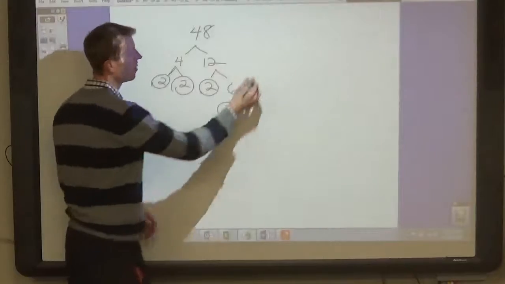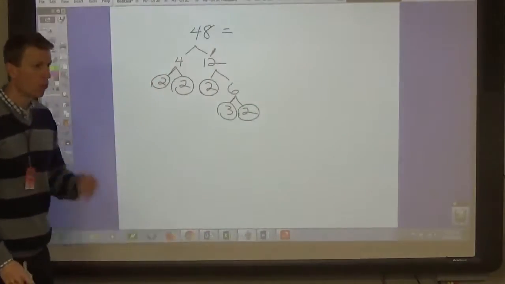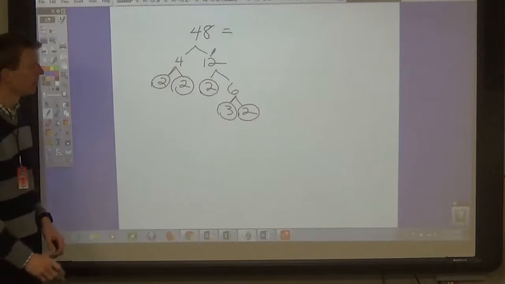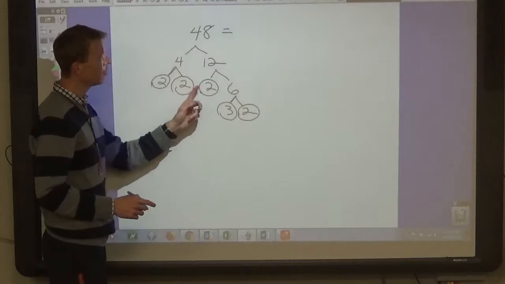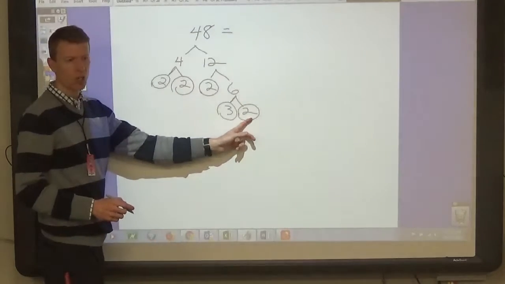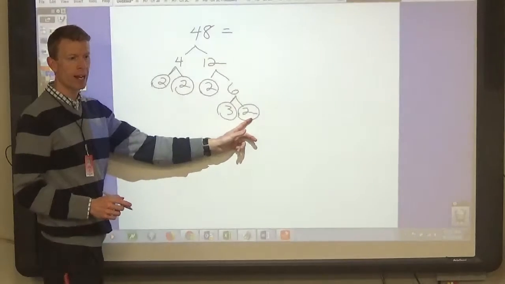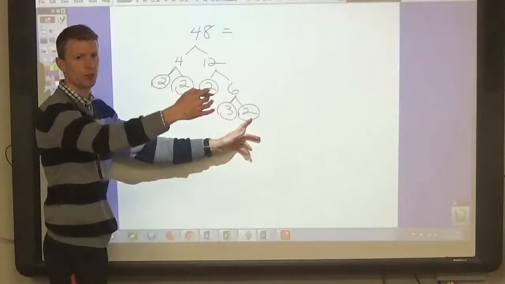Now we have to write the formula. 48 is equal to what as a prime factorization? Well, we have all of these 2's. 2 times 2 times 2 times 2, right? So how can we write that in a shorter way than writing 2 times 2 times 2 times 2? Rachel?